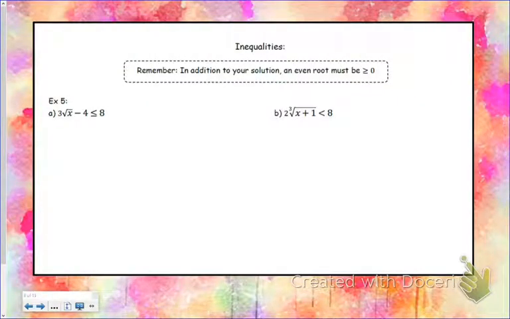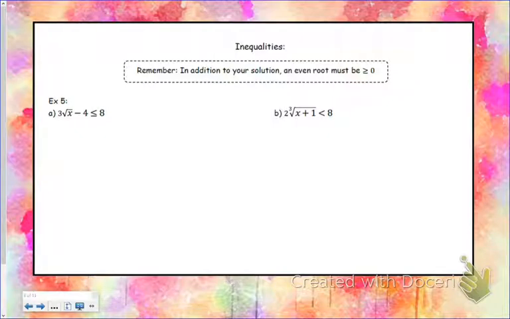All right, so now we're going to look at inequalities. This is going to be a very similar solving process, but it has one extra step. We need to remember any even root has to be positive, so we need to include that fact when we write our solution. Now we're going to write our solutions to these in interval notation. That's just remember your parentheses and brackets with your infinities.